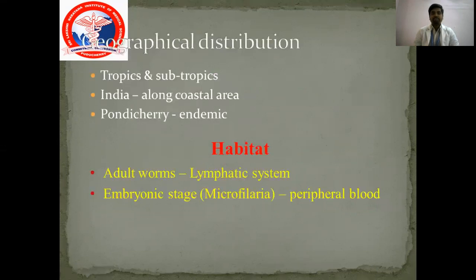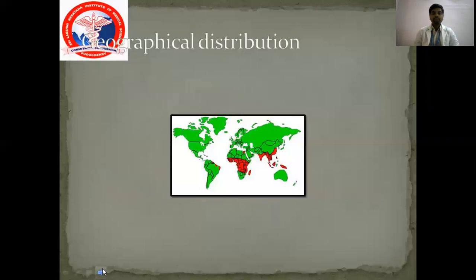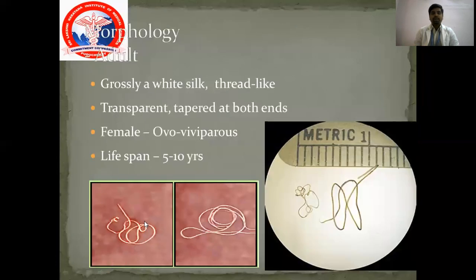Then the geographical distribution: the tropics and subtropics, India along the coastal area, Pondicherry, endemic. Habitat: adult worms in the lymphatic system; embryonic stages, microfilaria, in the peripheral blood. So this is the geographical distribution. The red part is the most common region where you can see the organism.